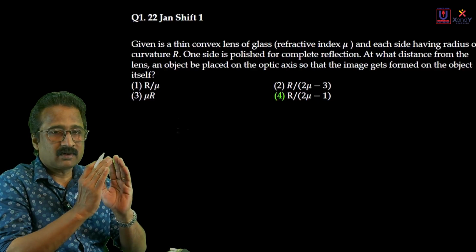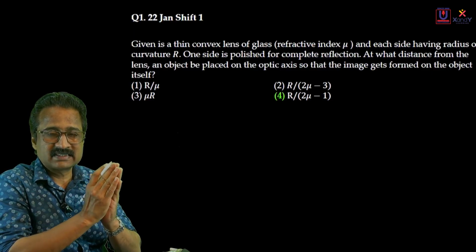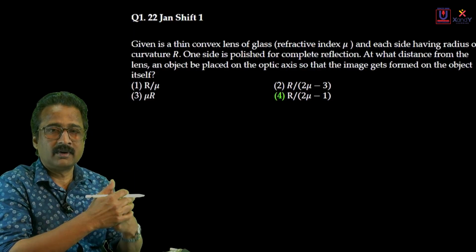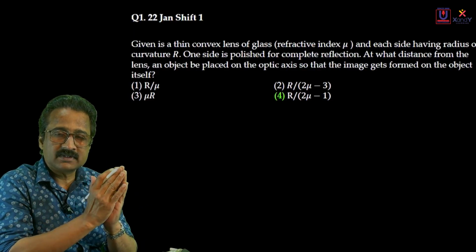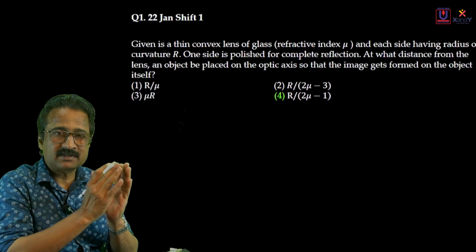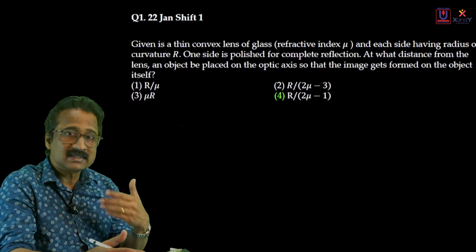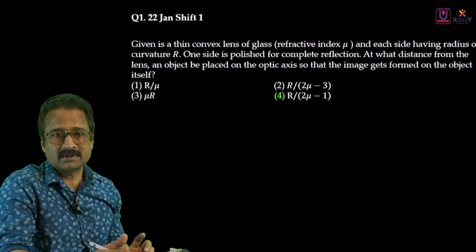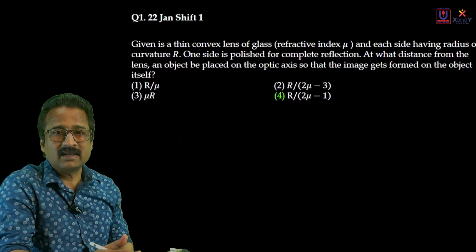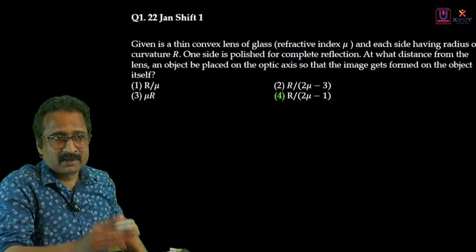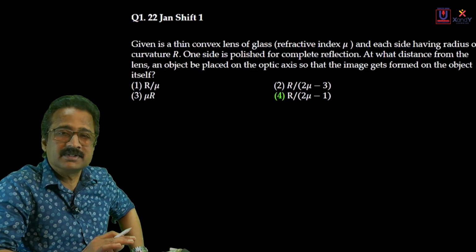You have an equiconvex lens whose radius of curvature is capital R. It has a refractive index of some mu or n, whatever you call it. Now, one side of this lens is silvered, and such a device is called silvered lens. You know that silvered lenses will act as effectively mirrors, spherical mirrors. When you polish the surface of any lens, then certainly they will behave as convex or concave mirrors, depending upon the shape of the lens on which you are polishing.